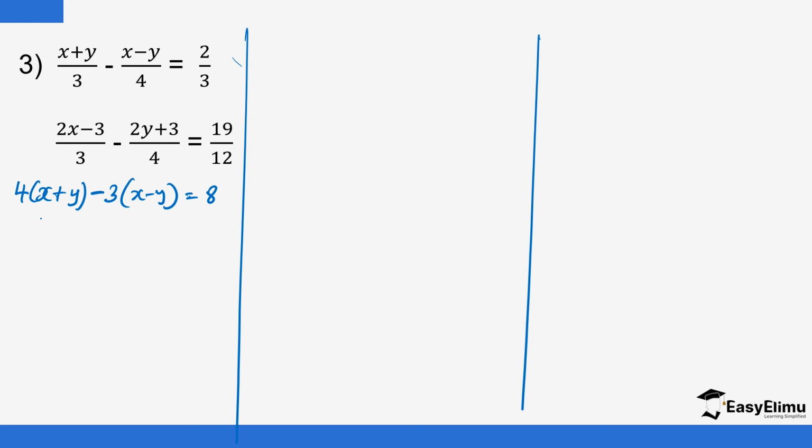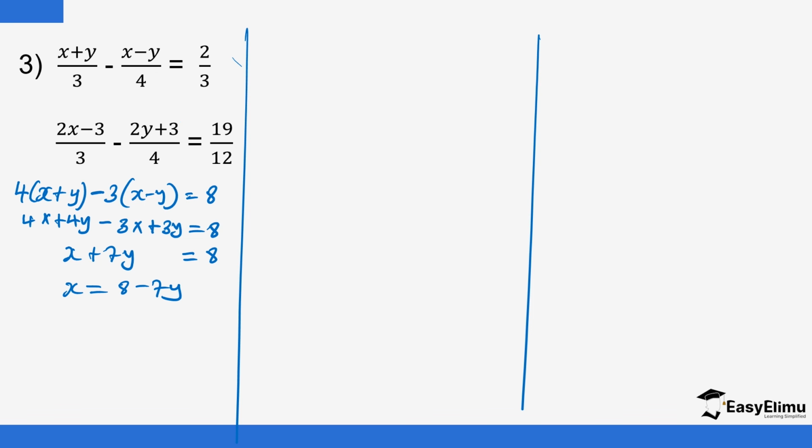So you open up the bracket, 4x plus 4y minus 3x. Now because of the minus sign before the bracket, the sign inside the bracket changes to plus 3y is equal to what? It's equal to 8. Collect the like terms. 4x minus 3x is x. 4y plus 3y is plus 7y. So this is equal to 8. So from here you can see that x is equal to 8 minus 7y.